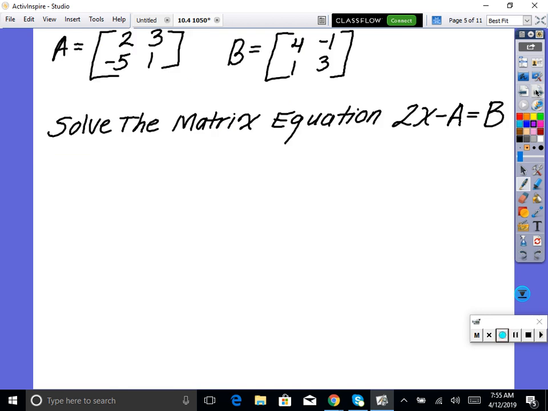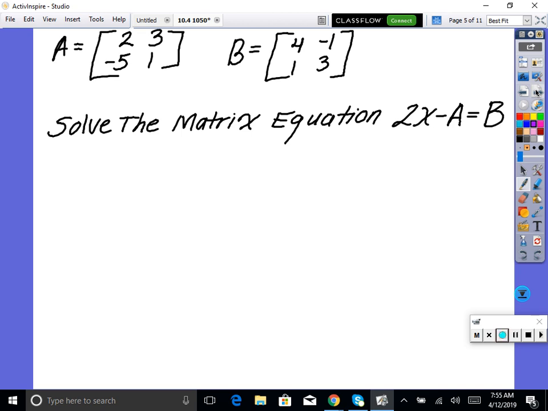Awesome. Okay, now this just always throws people for a little bit of a loop, but it's because we don't think about what it's asking. So it says right here, solve the matrix equation. So then it says 2x minus a equals b. Now guys, think about it. When you're solving an equation, usually you get x alone. Isn't that how we solve equations? Solve for x. It's the same idea here.